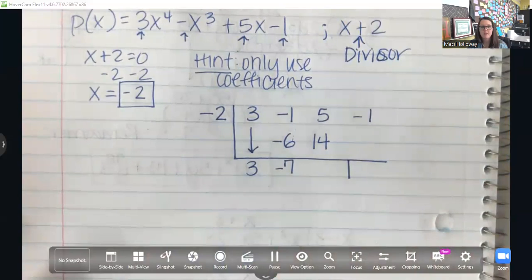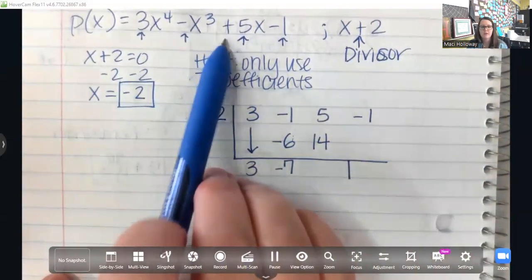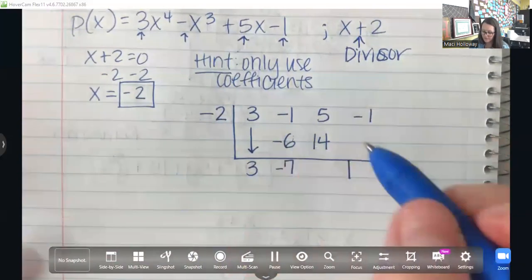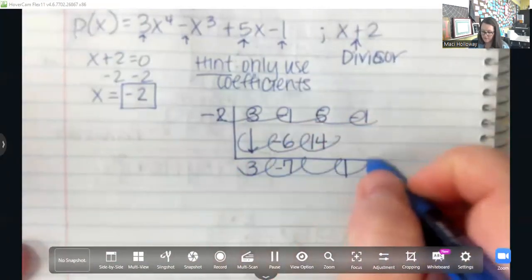Oh, did I forget something? Oh, shoot. Look what I forgot. I forgot an x squared. Okay. I wonder if I can edit this out because that's not good.